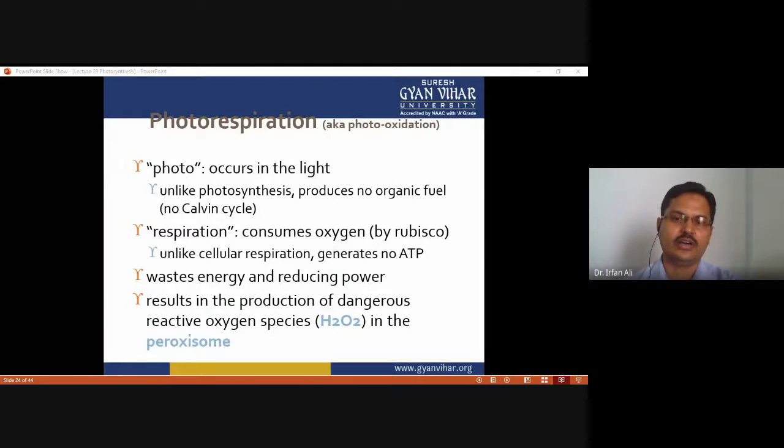Okay, so photorespiration means a process which occurs in the presence of light and utilizes oxygen. Unlike photosynthesis, it produces no organic fuel and there is no Calvin cycle proceeding in photorespiration. Respiration means consuming oxygen, and it occurs in the presence of light. That's why the term photorespiration is used.